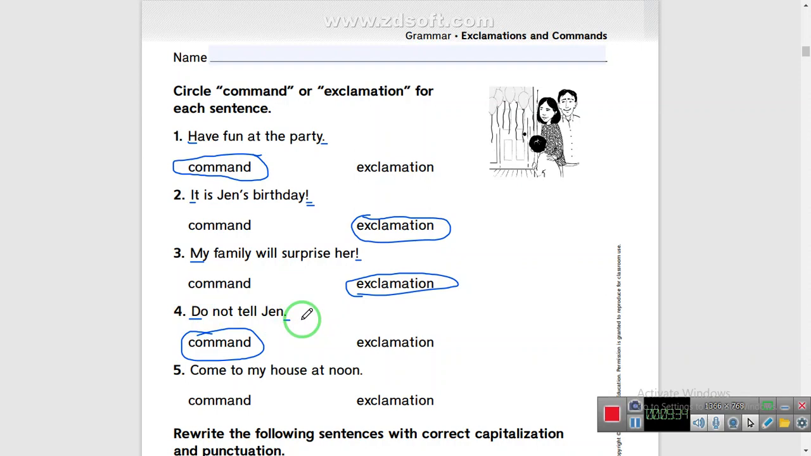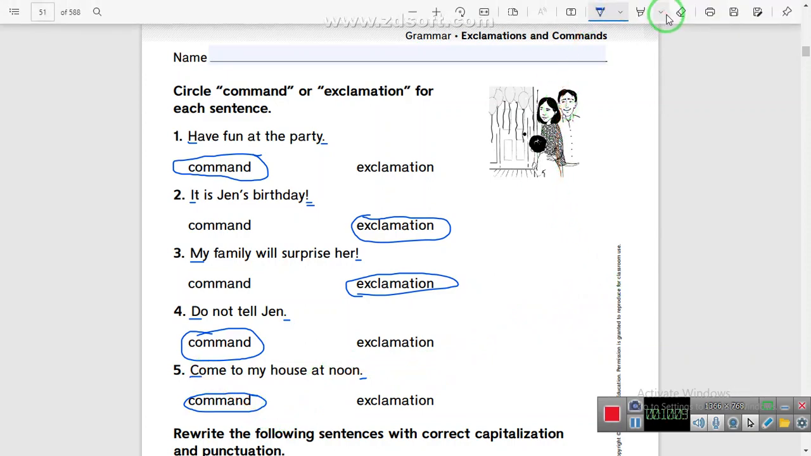Number 5. Come to my house at noon. Is this a command or an exclamation? Circle the answer. Now I'll correct it. Come to my house at noon is a command. Here we are telling someone to come to someone else's house at noon. It ends with a period, and a command for sure ends with a period and begins with a capital letter.